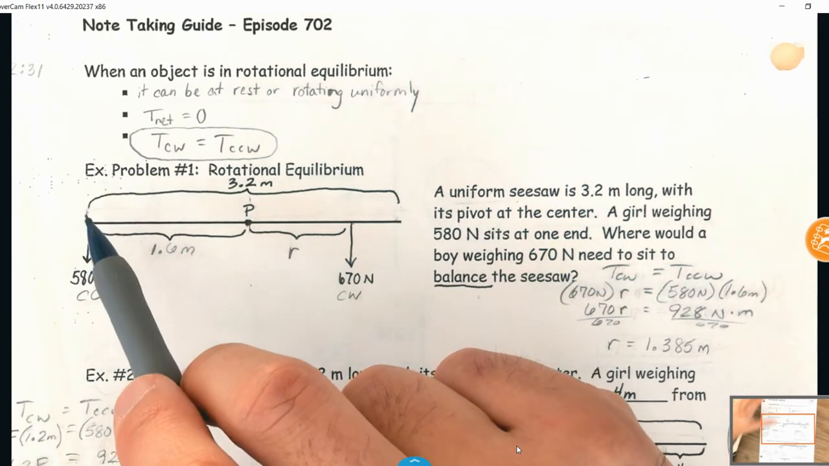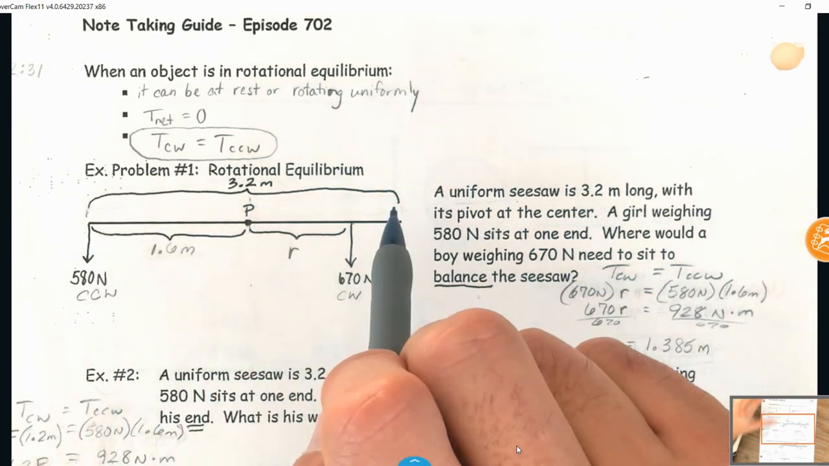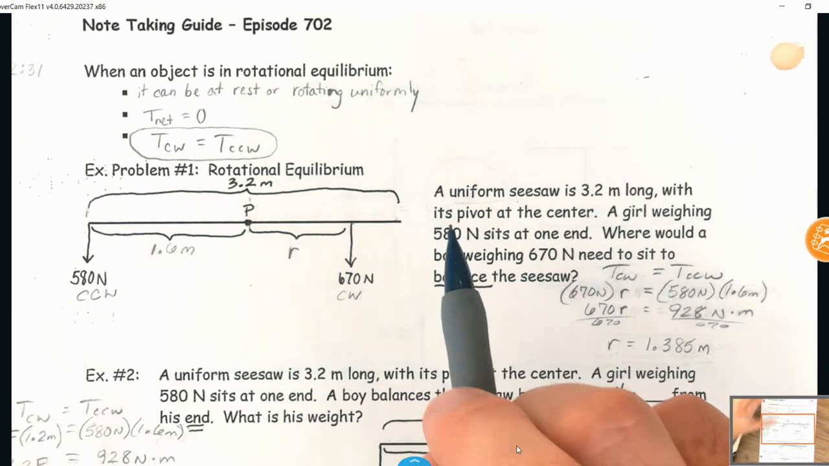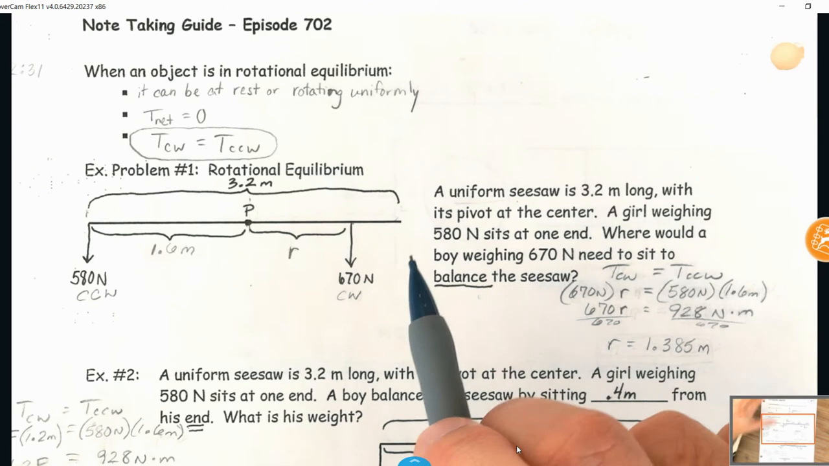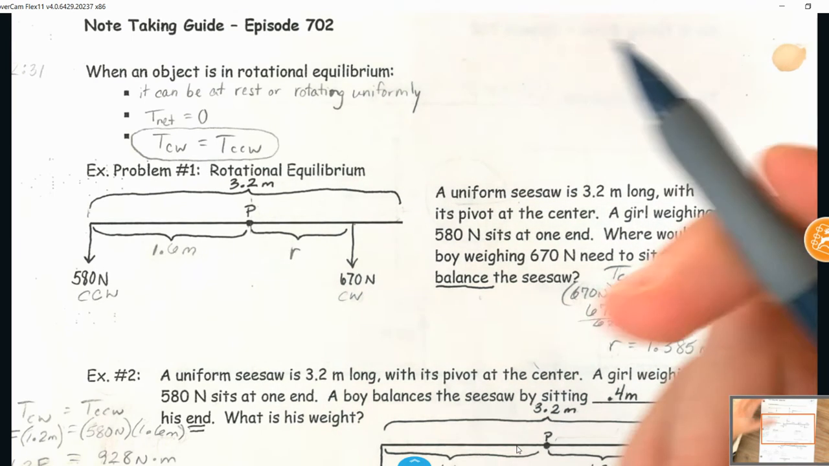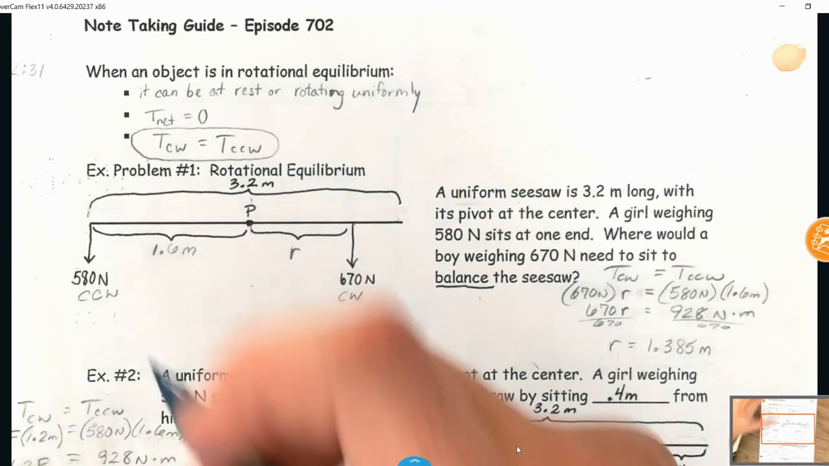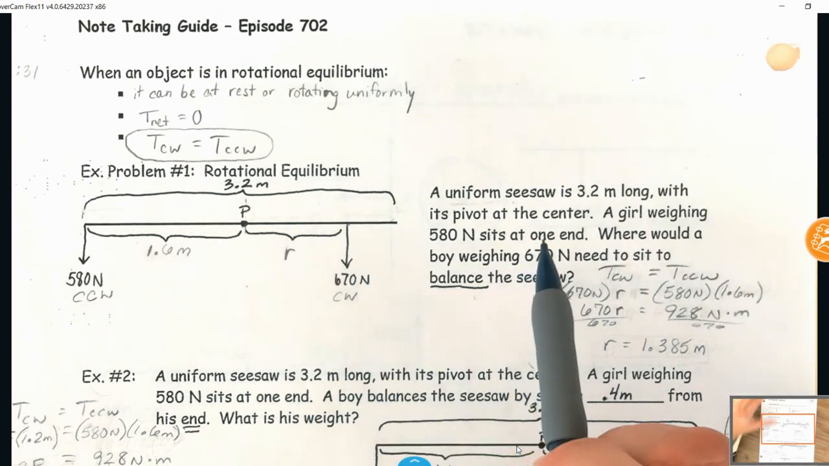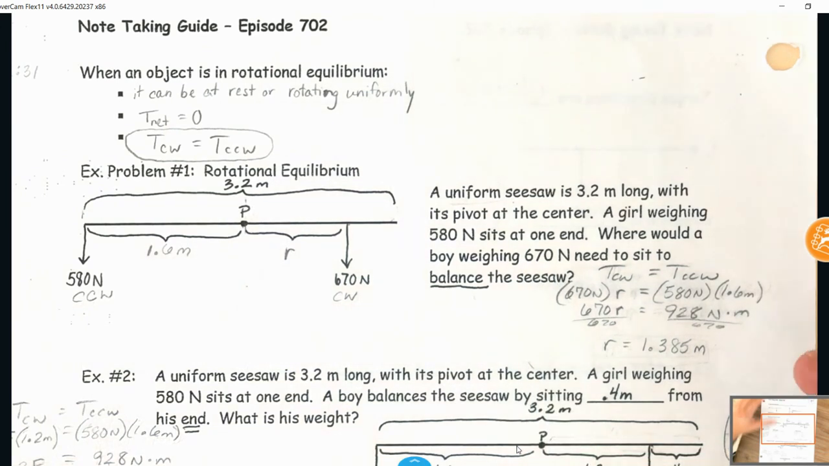They tell us that this seesaw is 3.2 meters long. So I just kind of drew this on here. And then it says a girl weighing 580 newtons sits at one end. So I arbitrarily just picked the left side. And then they want to know where a boy weighing 670 newtons would have to sit to balance this thing.